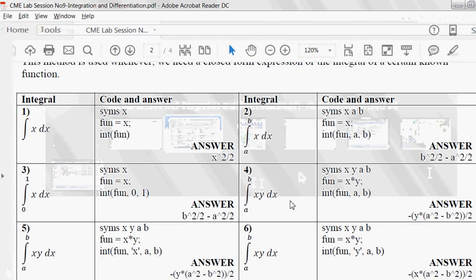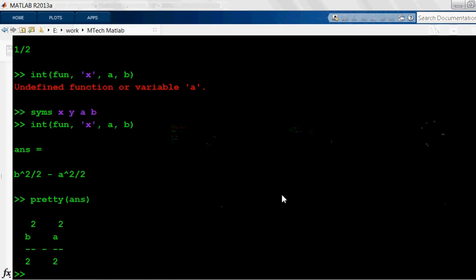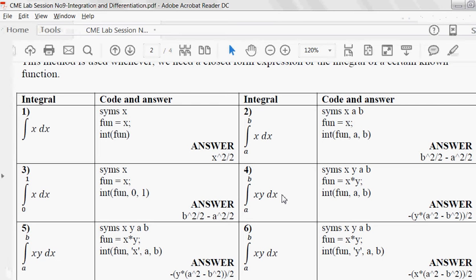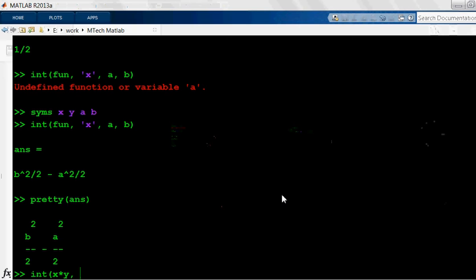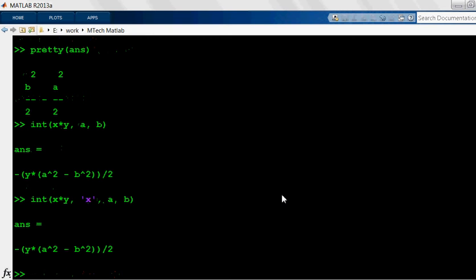we're going to see is the integral between a and b of xy dx. Here the integration variable is x. So now what I'm going to do, I'm going to define the integration of my function x into y. X into y is the function, and it has to be integrated between a and b. So I get the answer like this. But I can also choose which integration variable I want to use. In this way I'm going to get the same result.